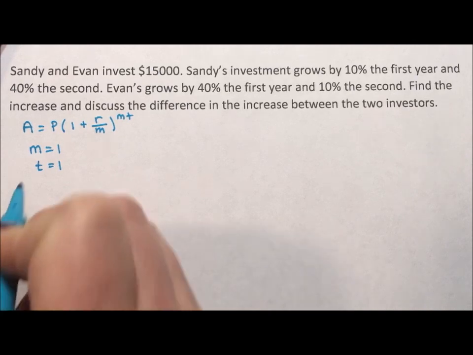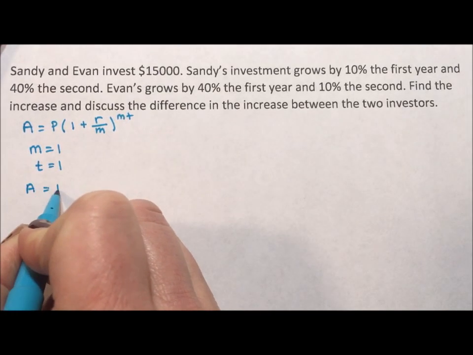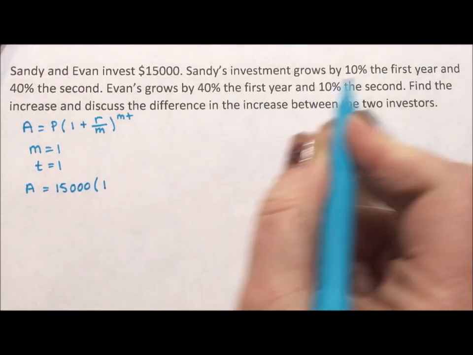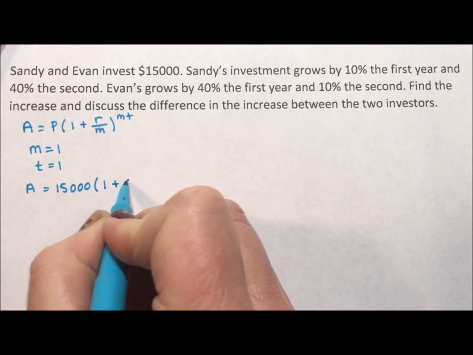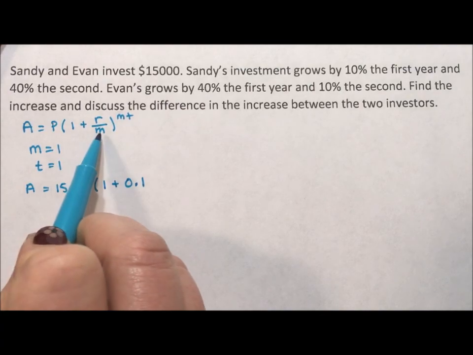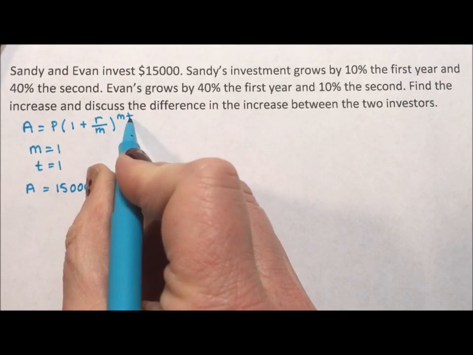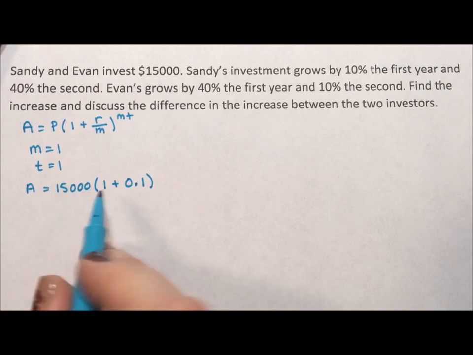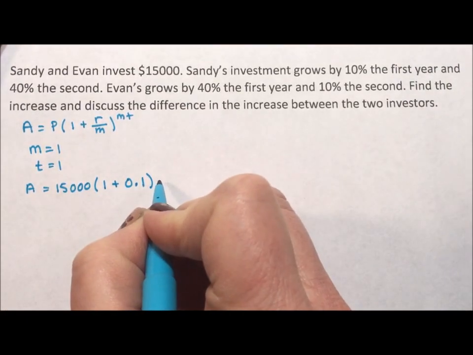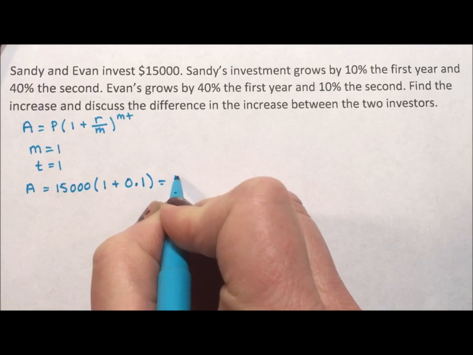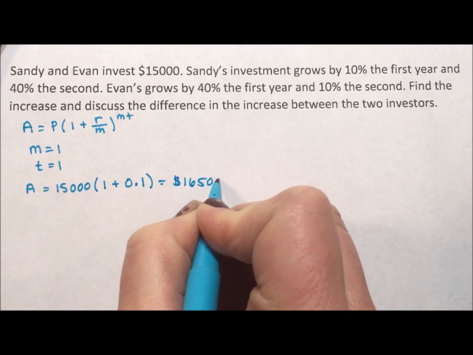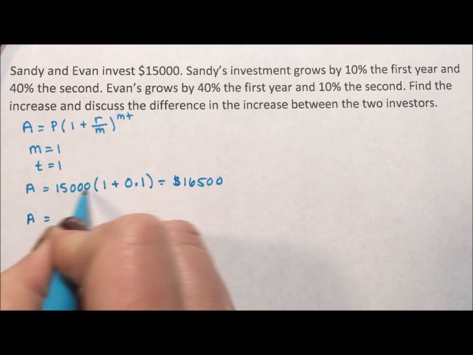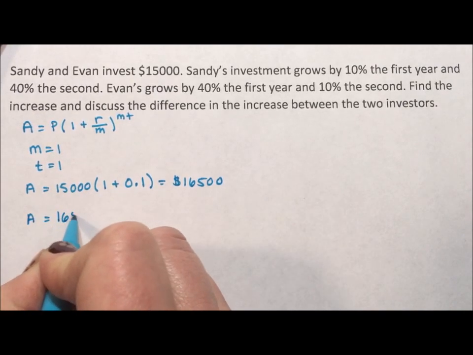So for Sandy's first investment, she has $15,000 and the rate is 10%. We don't need to divide by the 1, and both of these are 1. We don't have to worry about either of those. So we're really doing 15,000 times 1.1, which gives us 16,500.